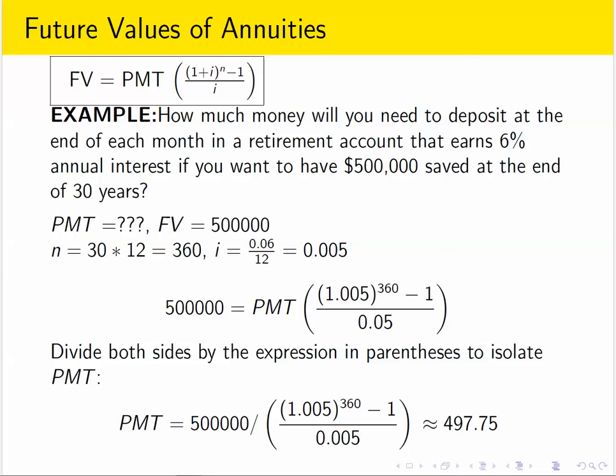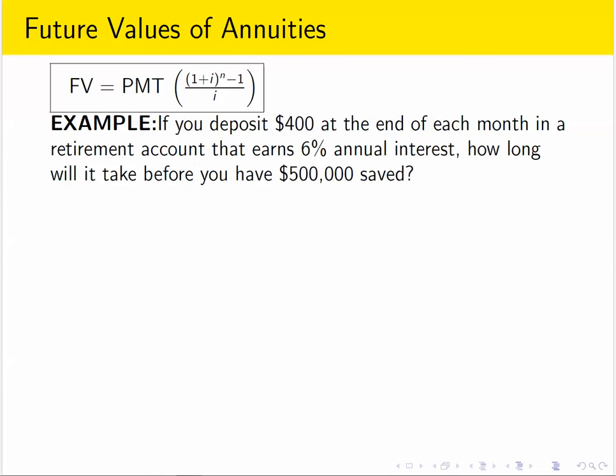Okay, so this is how you could figure out the payment size if you know the other values. Another kind of question we could answer is, let's say we know the payment size, but we want to know how long it will take. So maybe it's a similar question like the previous one. We want to retire with $500,000 in the account, but we can't afford almost $500 a month. What if we can only afford to put away $400 each month? How long will it take in the same account to reach that savings goal?